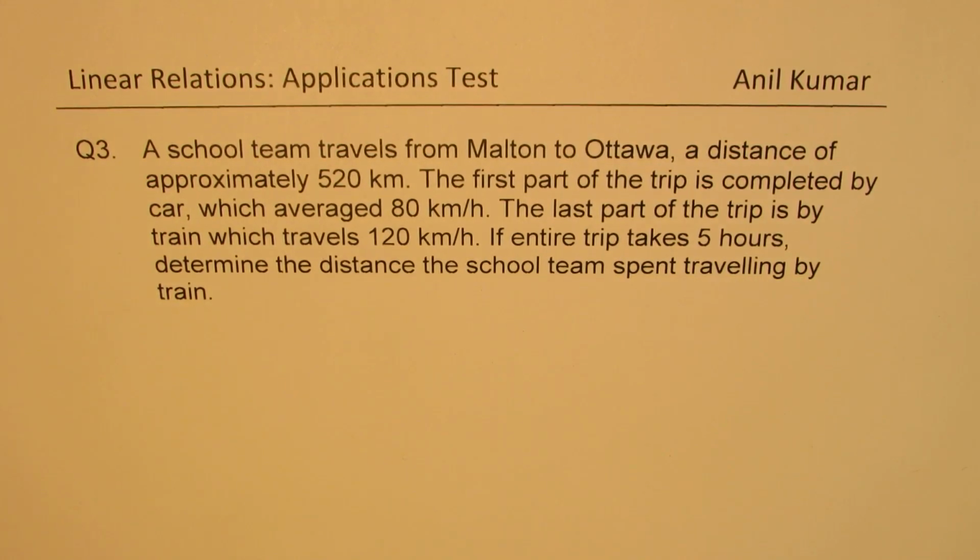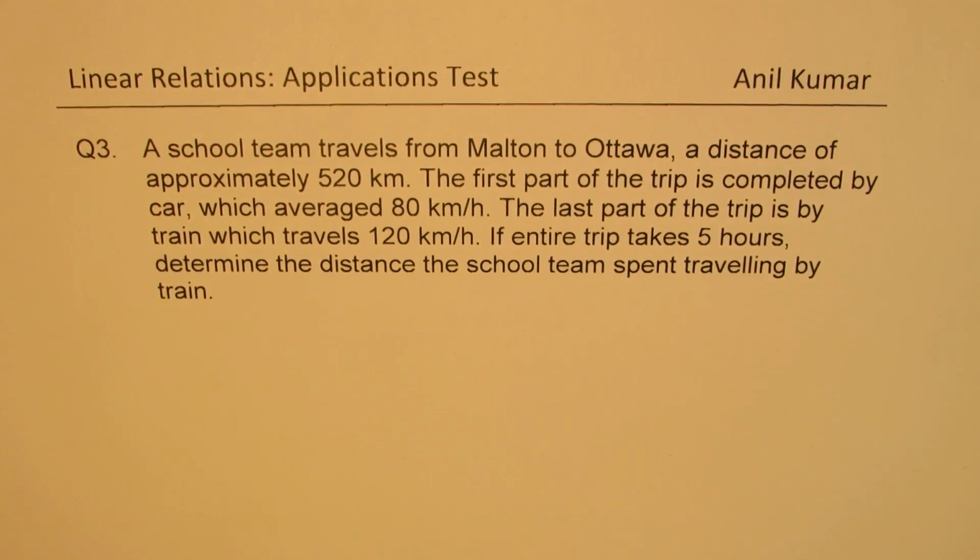A school team travels from Malton to Ottawa, a distance of approximately 520 kilometers. The first part of the trip is completed by car, which averaged 80 kilometers per hour. The last part of the trip is by train, which travels 120 kilometers per hour. If the entire trip takes 5 hours, determine the distance the school team spent traveling by train.